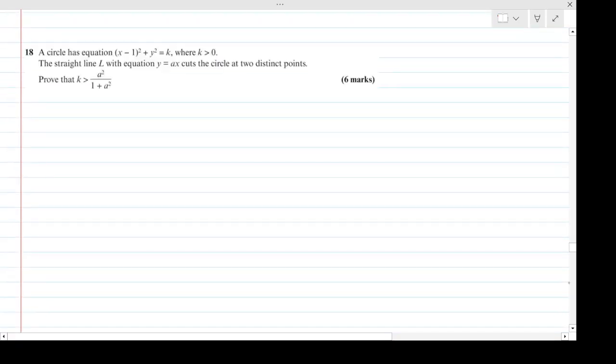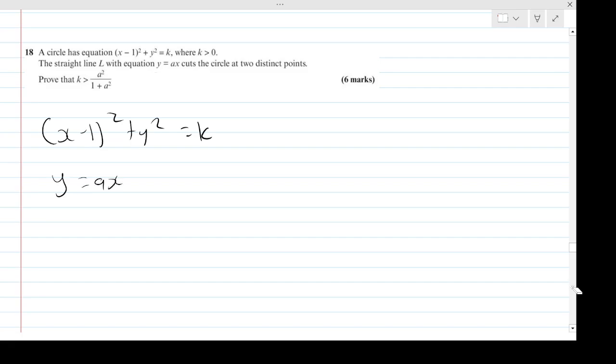Okay, last question then. A very similar one again. We are given a circle with equation (x - 1)² + y² = k. And we're given a straight line L, which is y = ax. And we're told it cuts the circle at two distinct points. Again, then, it's talking about intersections.